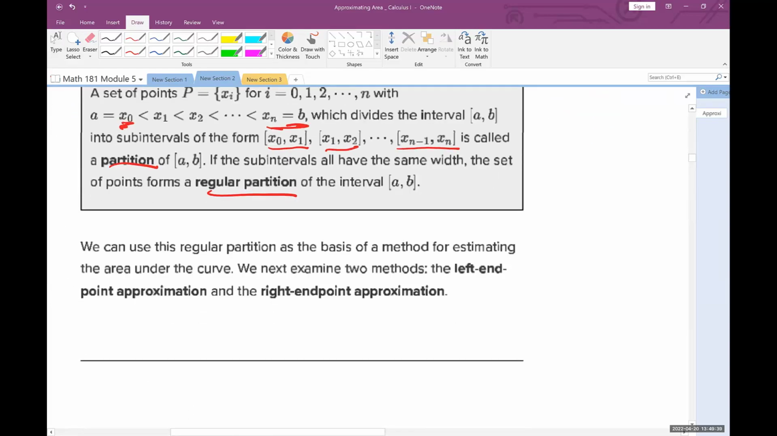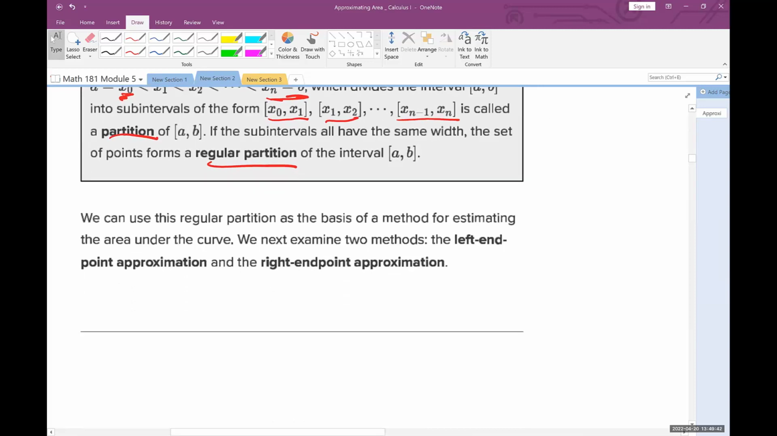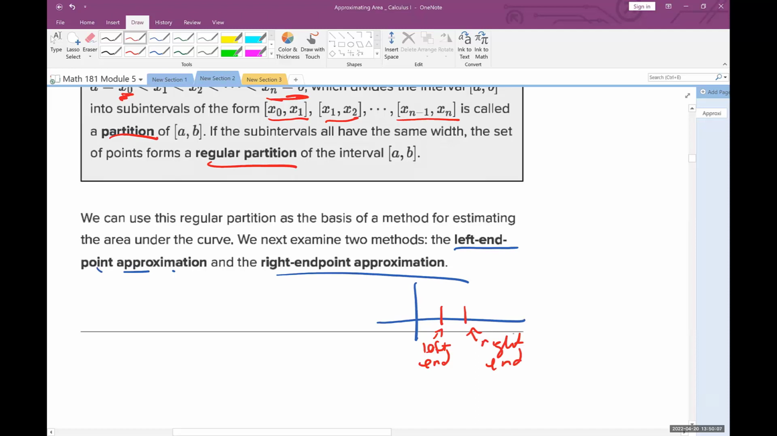Okay. Now we have two concepts, and I feel like we touched on this at the start of the semester. We had left endpoint approximations and right endpoint approximations. So when you're talking about an interval, here's the left end, here's the right end. And it could be that the left end is below the curve and the right end is above the curve, or vice versa.